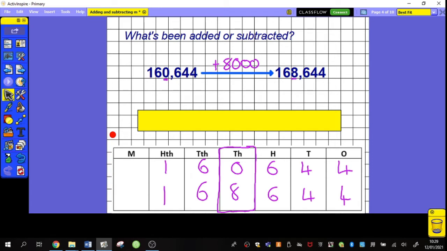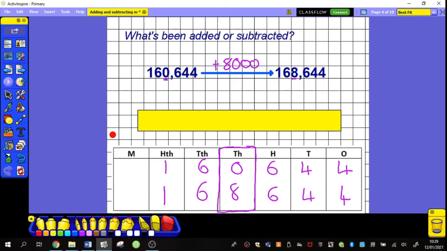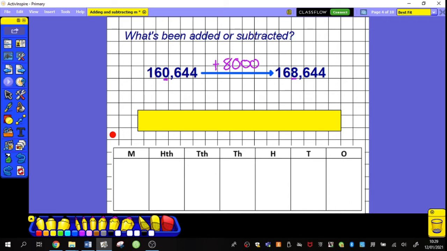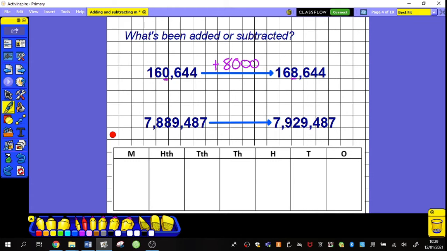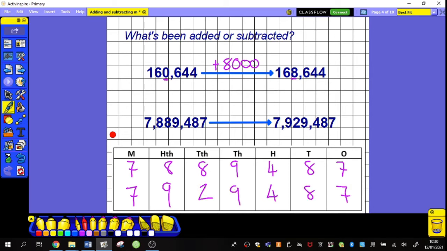Let's have a look at another one. I need my columns again. So, here's my starting number, into the millions this time, so I've got 7,889,487. And what's happened to it? Well, we're going to find out, so I'm going to put the second number underneath, 7,929,487. And now I'm going to identify the columns that have changed.